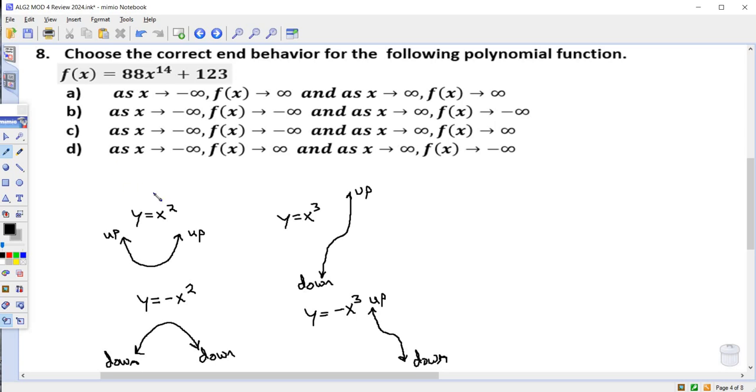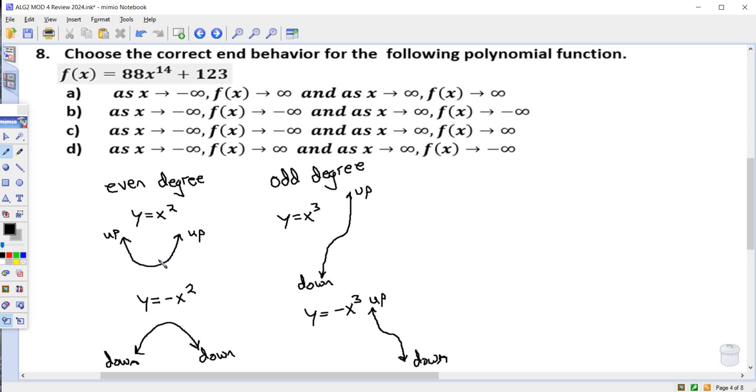And so all even degree polynomials follow these two end behaviors. And all odd degree polynomials follow these two end behaviors.